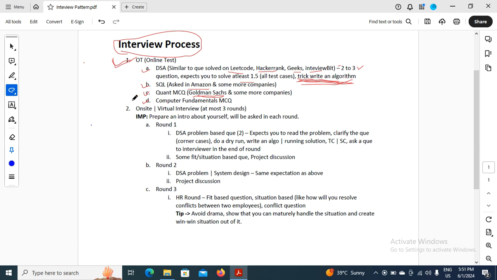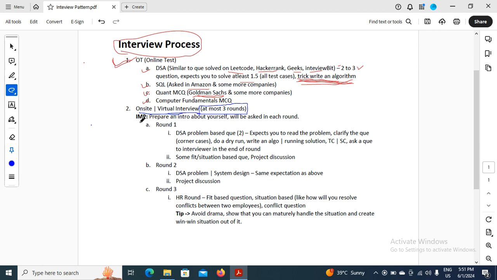Now most of the companies, after COVID, are going for on-site or virtual interviews, like a Zoom call or GVC or Teams or whatever platform they are using. In on-site interviews, there are at most three rounds, but sometimes there might be four rounds as well. It varies from company to company. So yeah, that's it for the on-site interview. Let me just give you an idea.